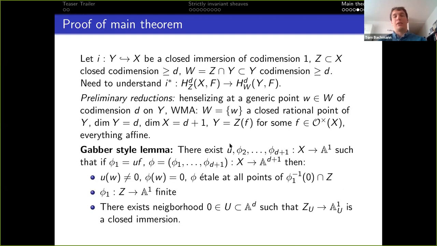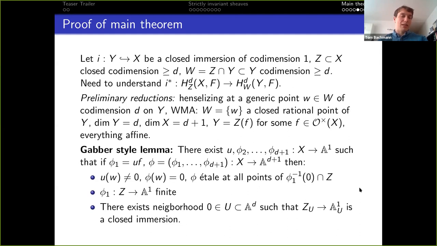So you find yourself some functions, I call them u, phi 2, phi 3, and so on up to phi d plus 1, and they are regular functions on X. And I will immediately introduce a function called phi 1, which is just the product of u and f. Remember, f was the thing cutting out Y, and u will have some properties. And then I get a map from X to A^(d+1). And the magic of the Gabber lemma is that you can ensure a whole bunch of things. In particular, this is going to be some map which sends my distinguished point w to zero. That's not a huge deal. And it will also be the case that u doesn't vanish at w, so lots of properties are going to hold. If you do know Gabber's lemma, then the most important part is this last one, which is that you have this closed immersion into A^1 over something. This is basically the main thing which Gabber's lemma buys you.